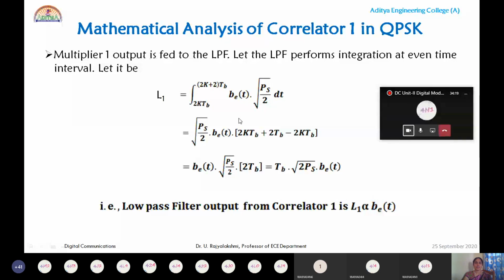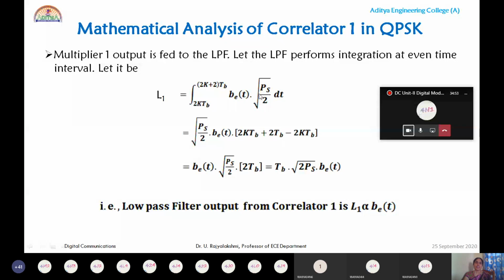See, multiplier 1 output is fed to the low pass filter. What will the low pass filter do? It performs integration at even time intervals. So what are the limits? 2k TB to 2k plus 2 into TB. So b of t root ps by 2 is nothing but the captured data by the low pass filter. So take the integration and apply the limits.